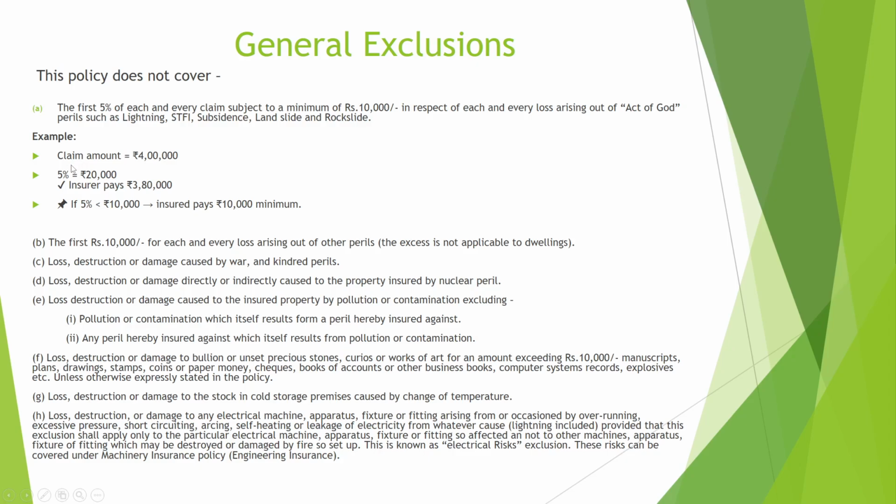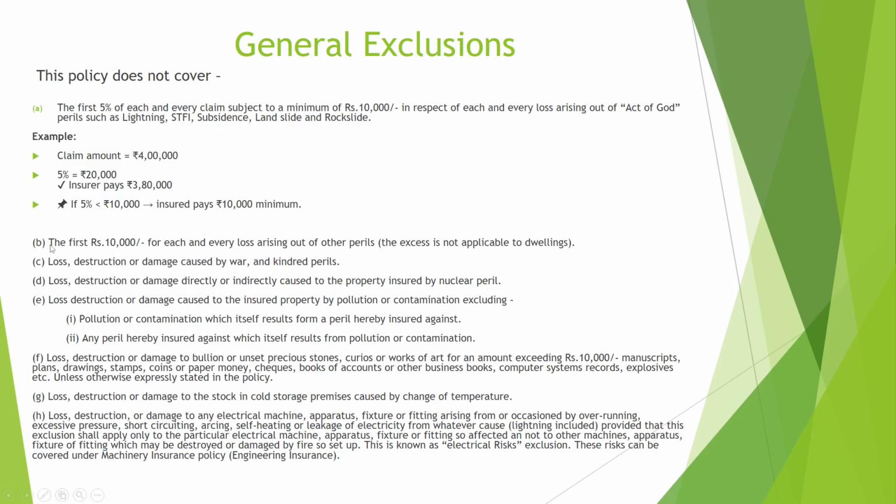Example I have written here. The claim amount is 4 lakh. 5% of 4 lakh is 20,000. Insurer pays 3 lakh 80,000. First 5%: if it is less than 10,000, the insured pays 10,000 minimum. Okay, if you have taken any insurance, you will pay the 5% or minimum 10,000. This is your responsibility.